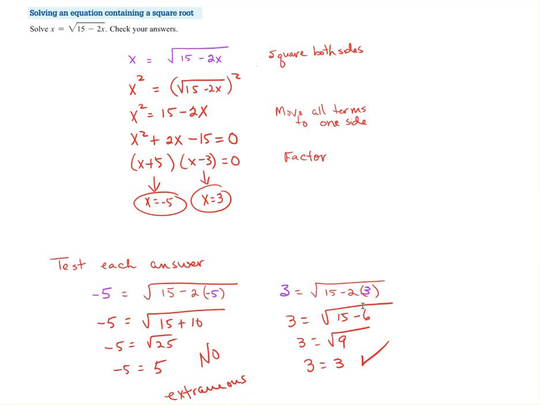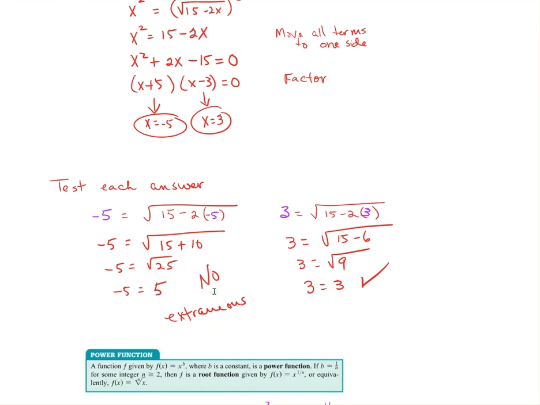The 3, when we plug it in, 3 equals the square root of 9, 3 equals 3. Check, that one works. So anytime you're doing radical equations, be sure you check it because one of your roots could be extraneous.